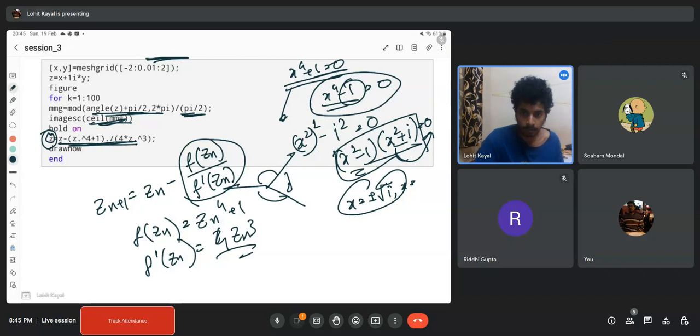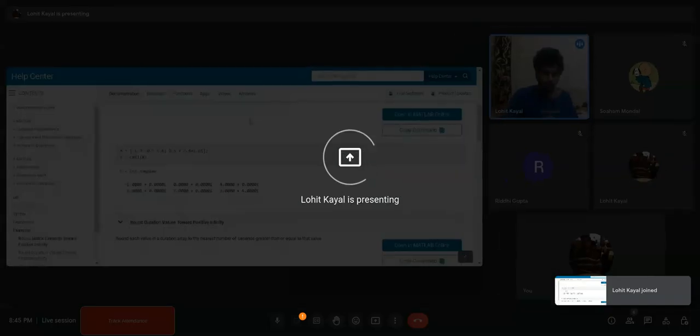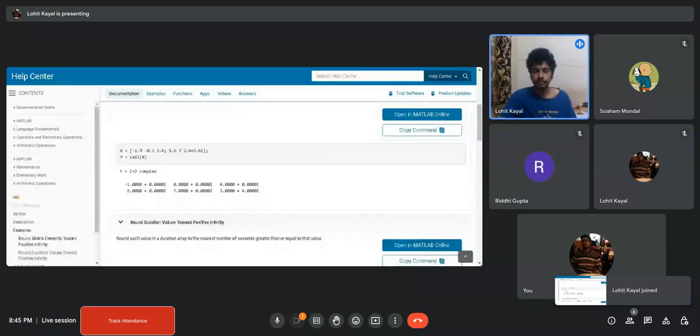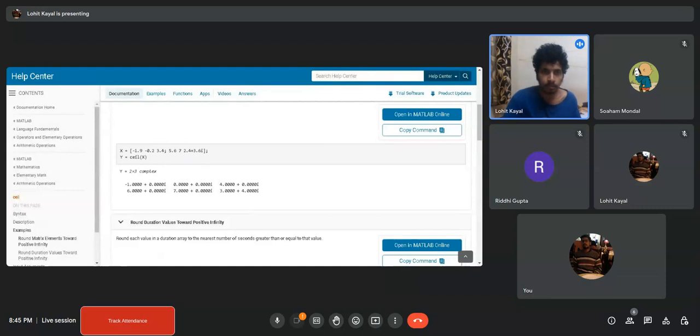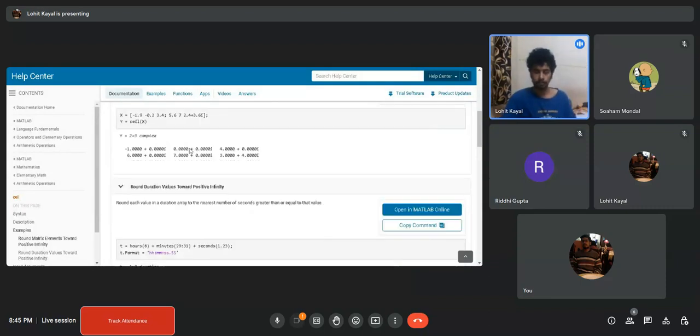Let me share my screen. Just a second. I want to show you what is the meaning of CEIL, the ceiling command. I hope you can see the screen. See that the CEIL will let you go towards positive infinity. Like I have told, if you have a floor and if you have your ceiling, and your number is in between this floor and ceiling, this ceiling will push you up.